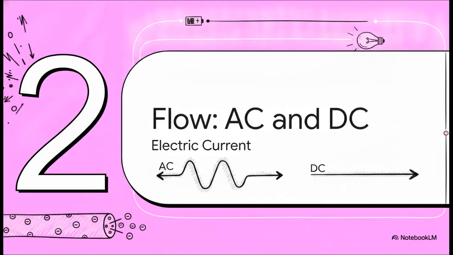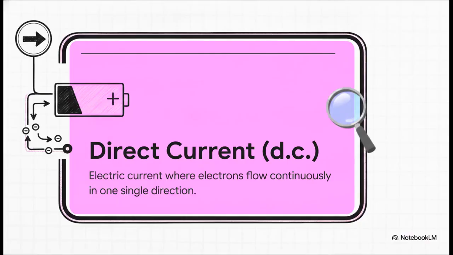Okay. Section 2, flow, alternating and direct. Now that we've got charges, let's get them moving. Our first type of flow is direct current, or DC for short. This is what you get from everyday cells and batteries. It's super straightforward because the flow is essentially a one-way street. Mechanically speaking, those actual negative charges, the free electrons, flow continuously in one single direction. They travel from the negative terminal of the power source all the way around the circuit to the positive terminal.